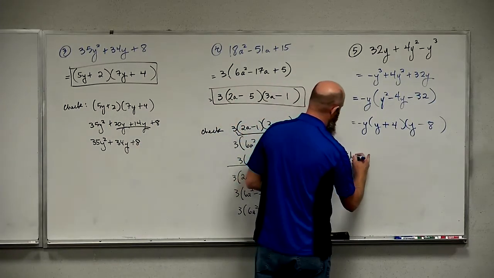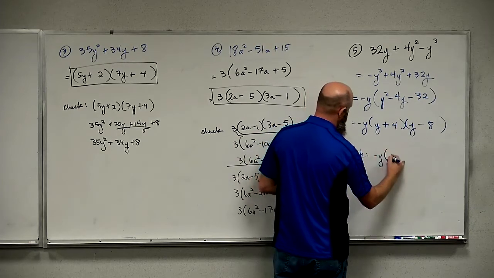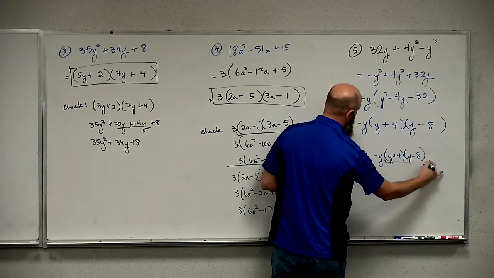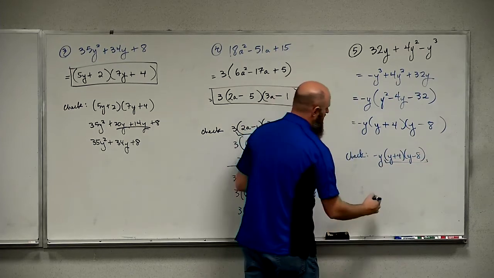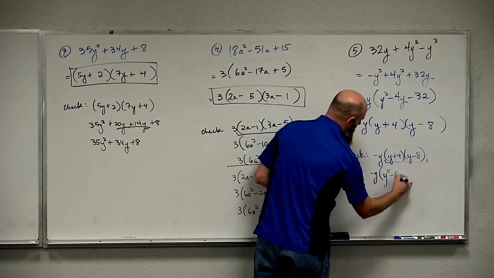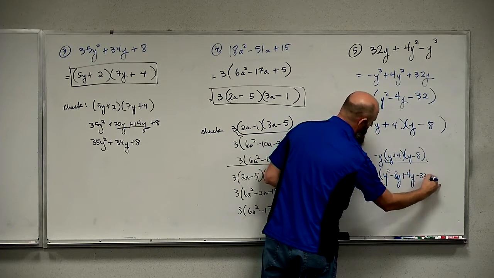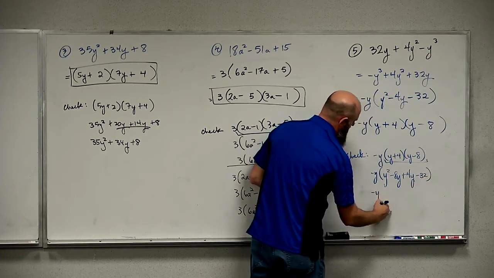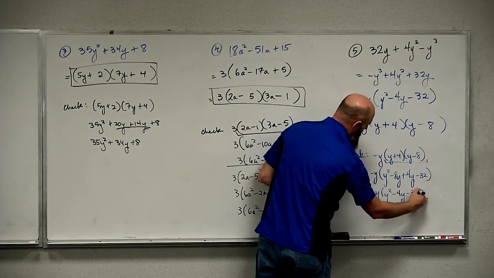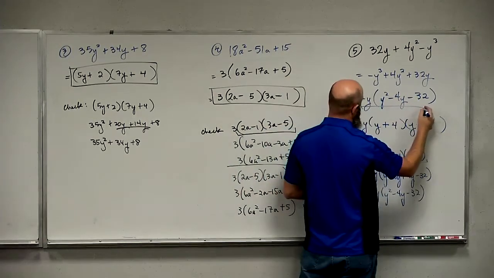So now let's do our check. Again, I'm focusing on the other piece there. So negative y, y plus 4, and y minus 8. So I'm doing just those two pieces. So we're going to get y squared minus 8y plus 4y minus 32. So that's going to give me y squared minus 4y minus 32, which is what we wanted for that.